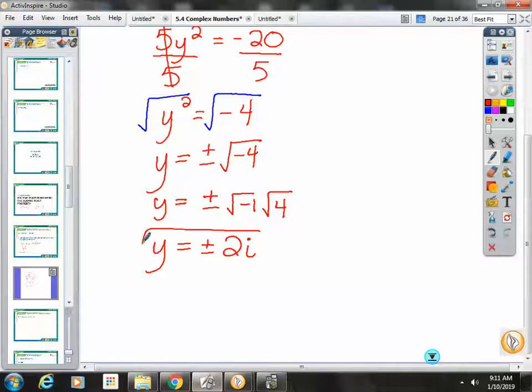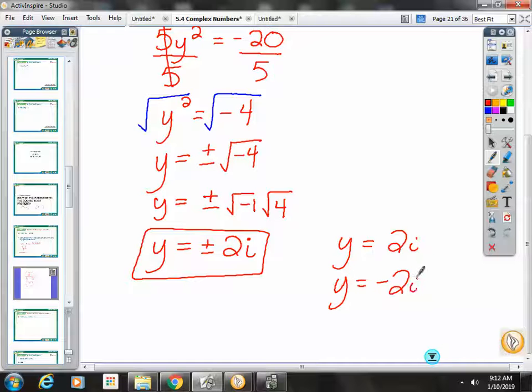So this is the solution to that graph. It's plus and minus 2i. What that means is we have two answers. One of those answers is a positive 2i, and the other answer is a negative 2i. At this point, you can't graph with imaginary numbers. So at this point, this is all you need to know: that the solutions are positive 2i and negative 2i. And you can leave your answer written like this.